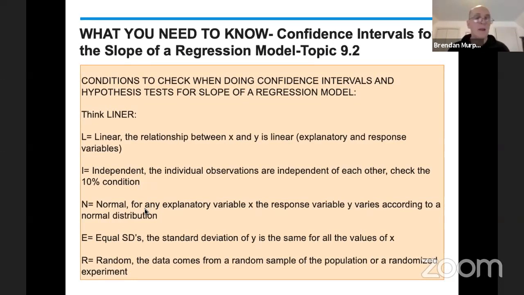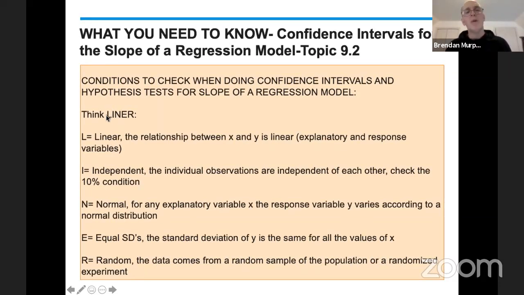And I can check that using maybe a dot plot or a histogram of my residuals. I think Luke did that yesterday. The E stands for equal standard deviations. The standard deviation of Y is the same for all the values of X. And here's our R for random again. The data comes from a random sample of our population or a randomized experiment.